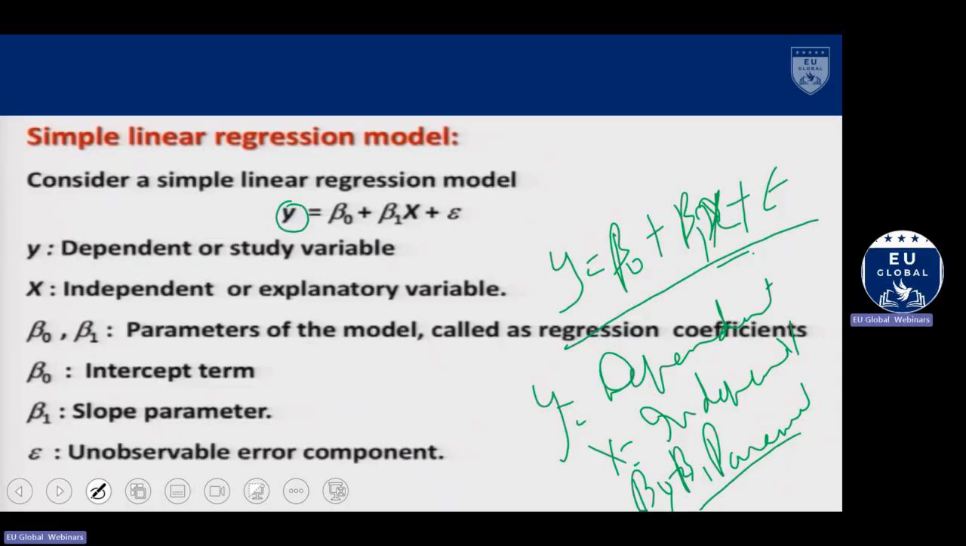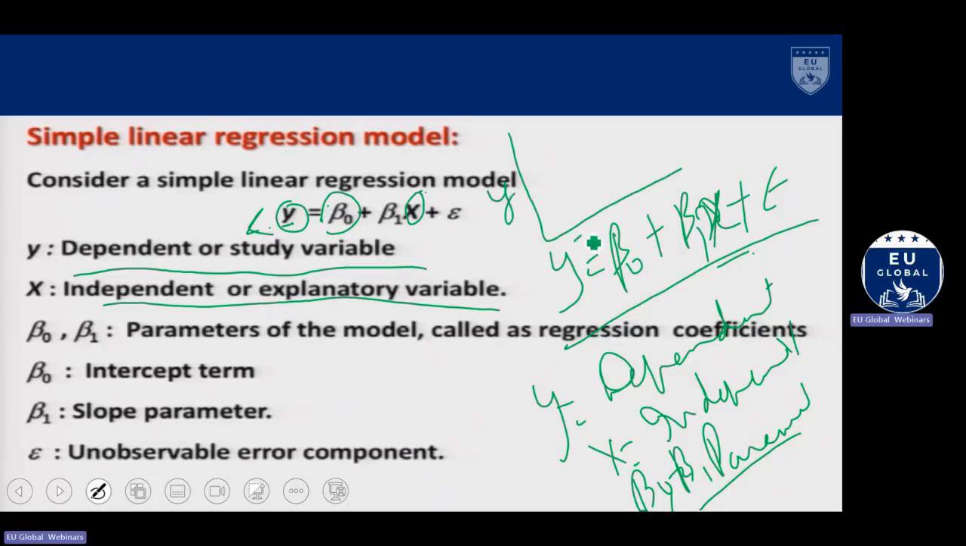This y is called your dependent variable, right? So you should know that it is a dependent or your study variable. This x over here is the independent variable, or it is also called your explanatory variable. Beta naught is called your intercept. When we make a graph between y and x, the point where this line cuts the y-axis is called your beta naught, right?